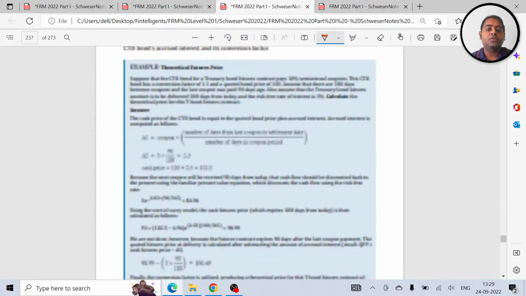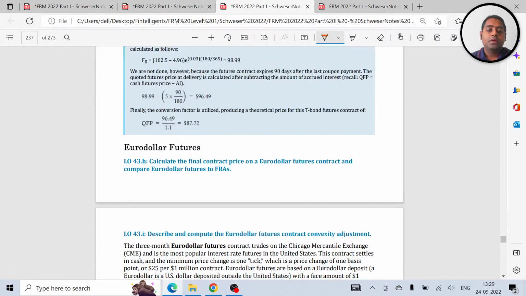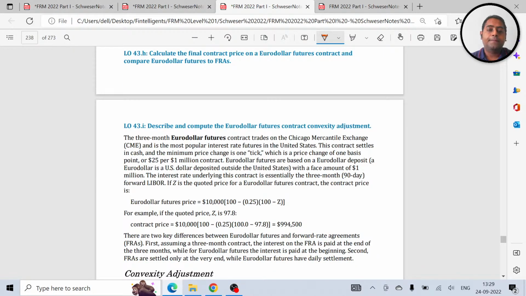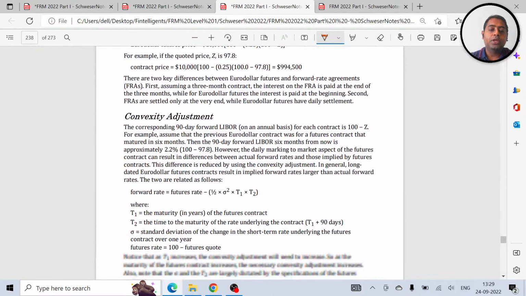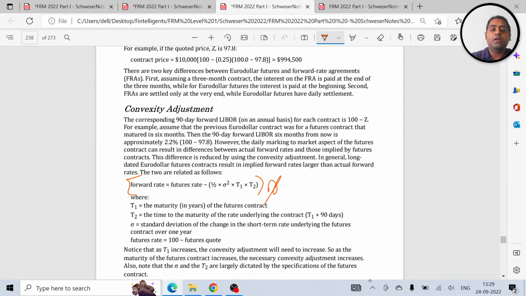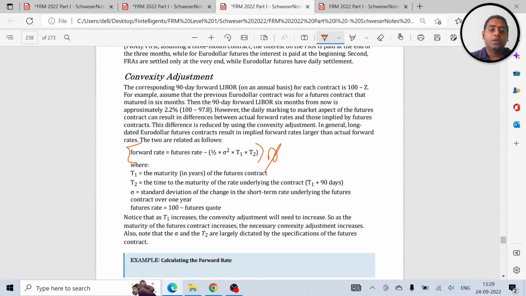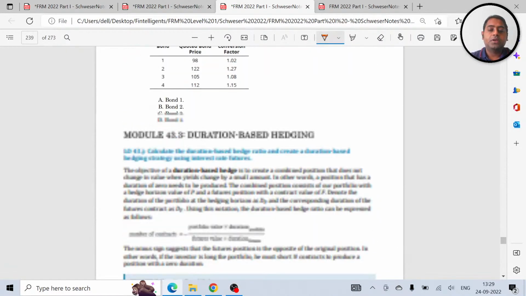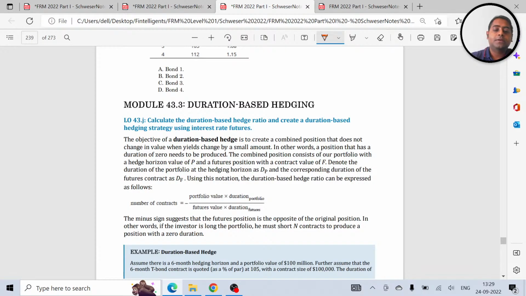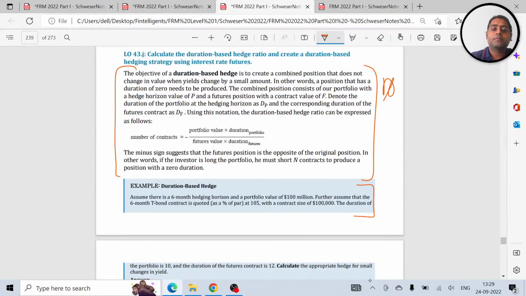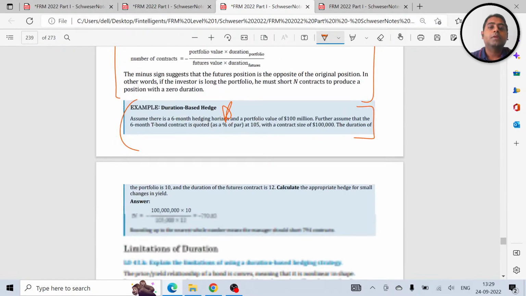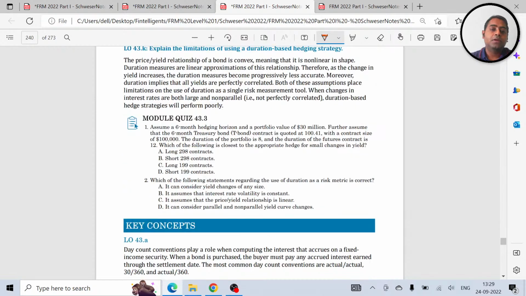Treasury bond futures also not so important. Eurodollar, you can mark this formula, and for Eurodollar, this formula part you should know, and the $25 part. Okay, forward price is okay. Duration based hedging, yes. This entire sum, mark it as star. Previously, they have been testing on this.